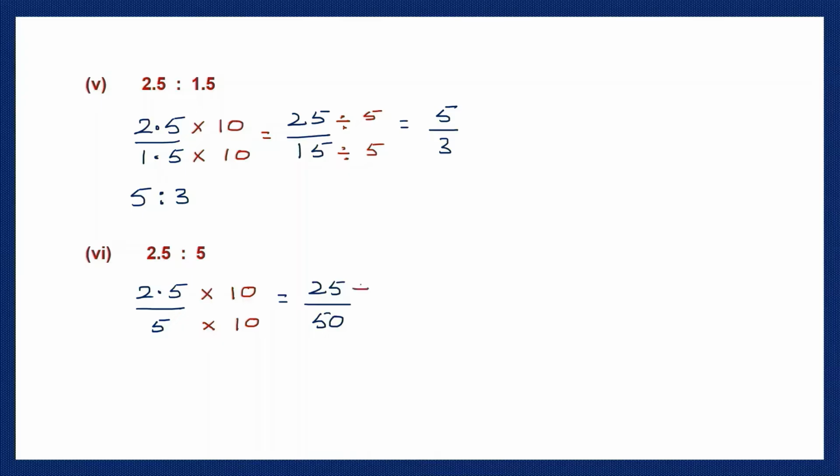Let's divide both by a common factor. We can divide by 5. We can also divide by 25 itself, isn't it? So let's divide both by 25. So what do we get? 25 ones are 25 and 25 twos are 50. So my ratio will be 1:2.